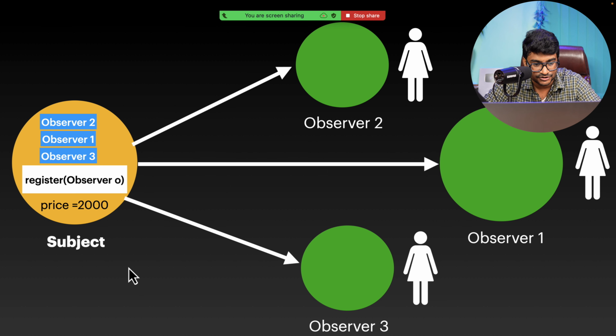All these notifications will be sent: okay, observer 2, observer 1, observer 3, I'm sending you guys a notification. Hey, there is a price change that happened right now. This is the data regarding the price change, and it is 2,000 rupees right now. I'm notifying all my observers because they are interested in getting the price details.